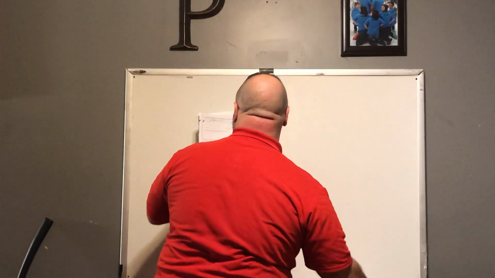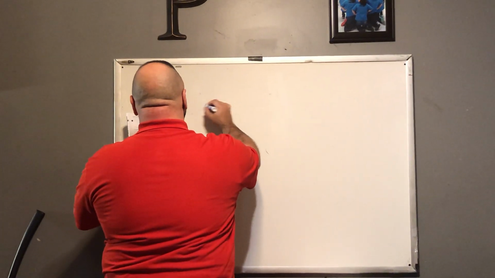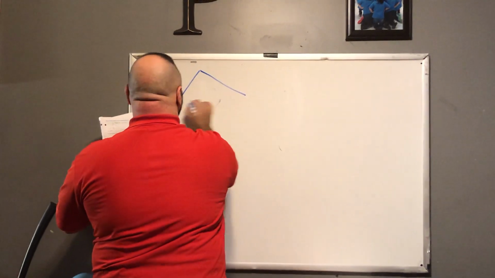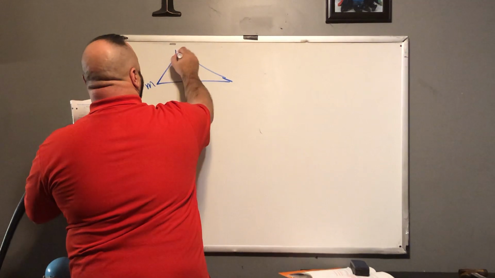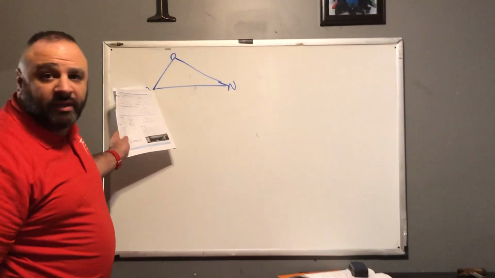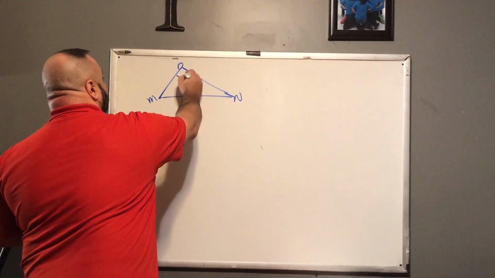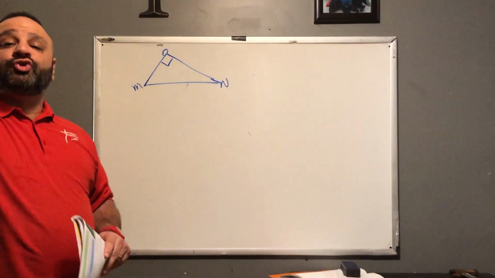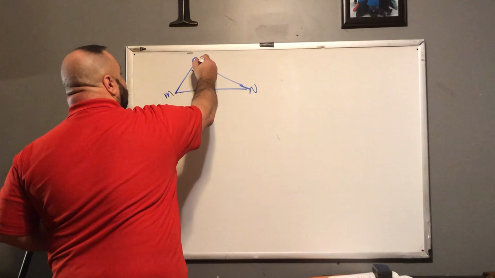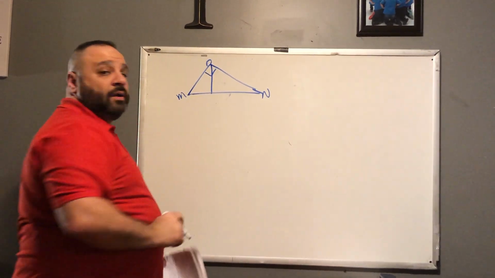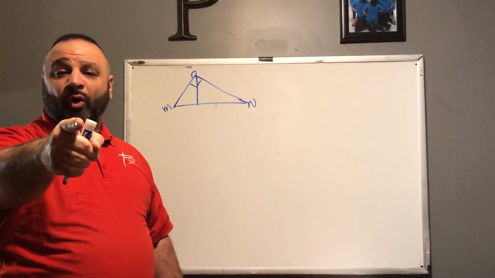So we have here a triangle. Here's our original triangle, MON. That's our original right triangle. We are going to draw the altitude to the hypotenuse. Now, how many triangles do we have formed?